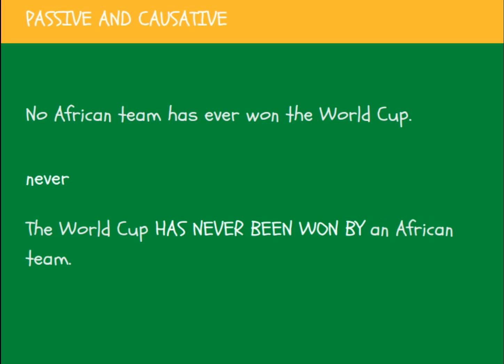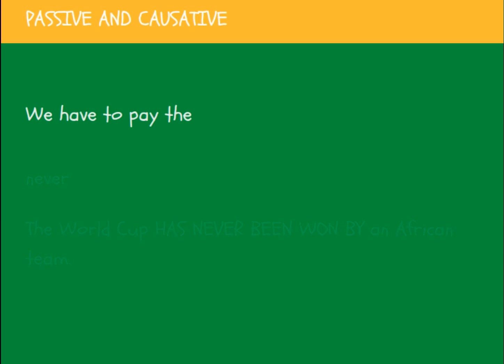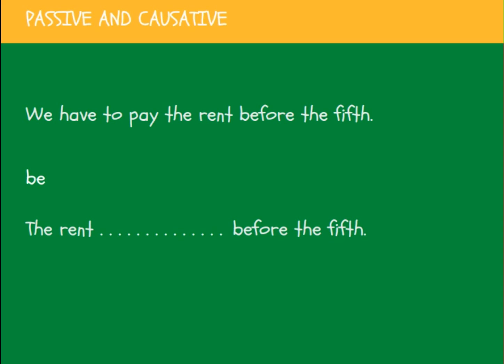We have to pay the rent before the 5th. Here, the verb pay is in the infinitive, so I change it to the passive using the passive infinitive, be paid. The rent has to be paid before the 5th.